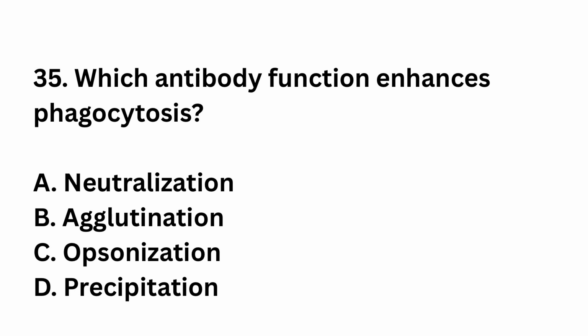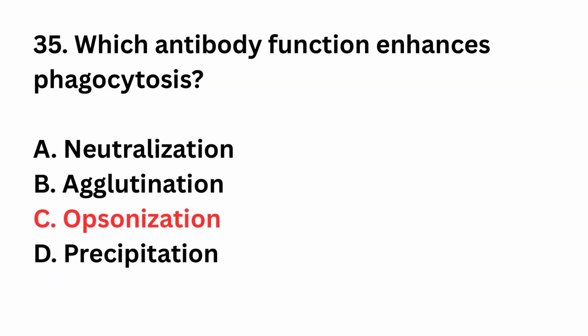Question number 35. Which antibody function enhances phagocytosis? Neutralization, agglutination, opsonization, precipitation. The right answer is option C, opsonization. Antibodies coat microbes and phagocytes recognize them easily.